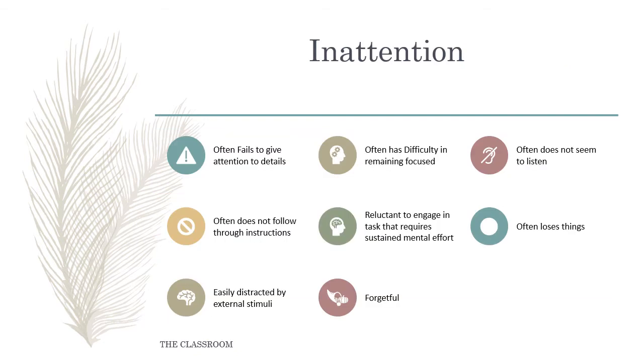Now the symptoms of inattention. The first symptom is the child often fails to give attention to details. The child often has difficulty remaining focused. The child often does not seem to listen, often does not follow through on instructions. He is reluctant to engage in tasks that require sustained mental effort. The child often loses things, like a pencil or an eraser. The child is very easily distracted by external stimuli and the child is forgetful. So these are the symptoms of inattention.